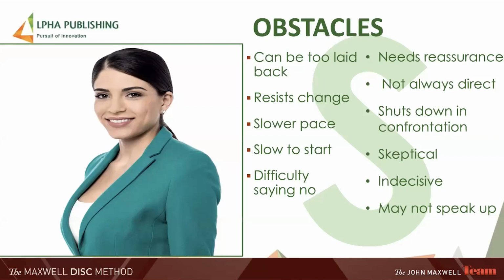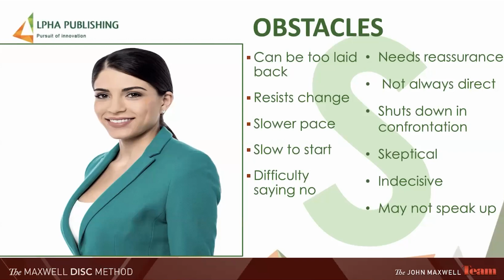Now, which one would be a big obstacle for high school students? And this is a critical one when we talk about behavioral management. Which one of these obstacles would be a huge issue for an S-style teacher at a high school level? Resist change, may not speak up, difficulty saying no. Reassurance, they'll take advantage of it. Yes, absolutely, or take advantage of him, may not speak up.